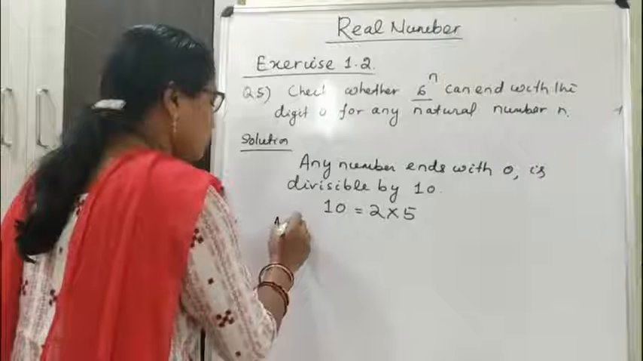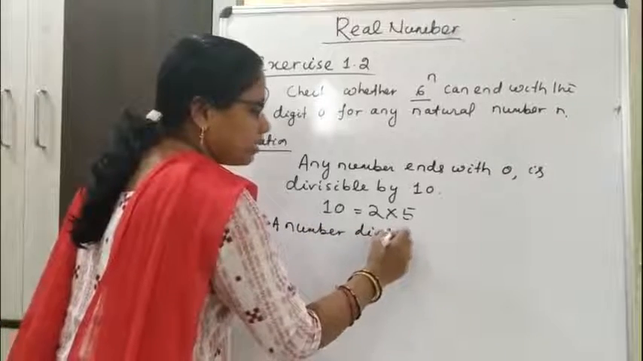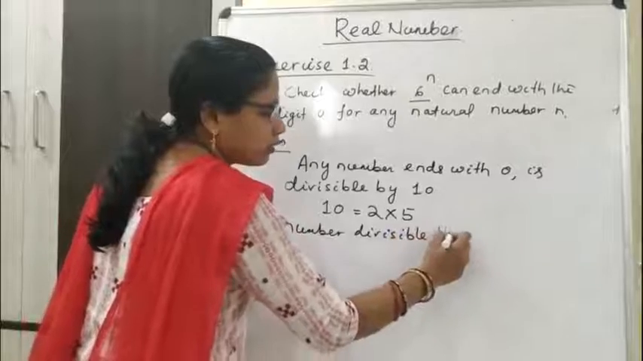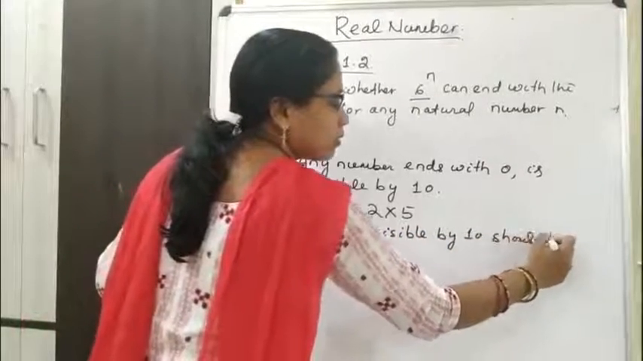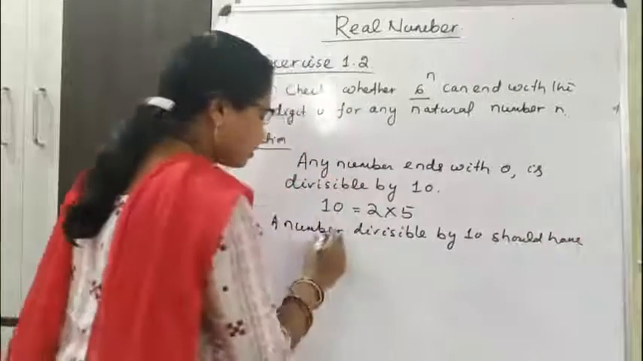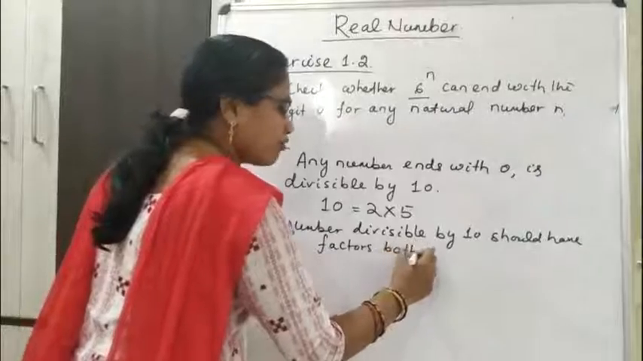A number divisible by 10 should have factors both 2 and 5.